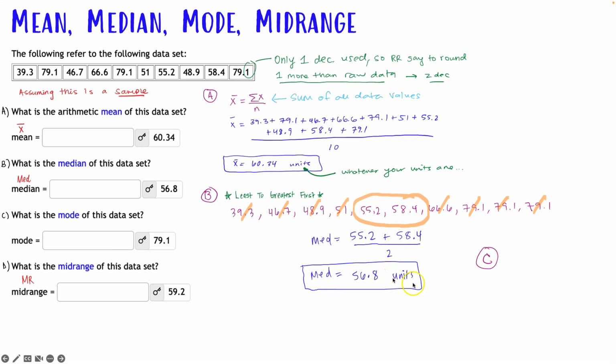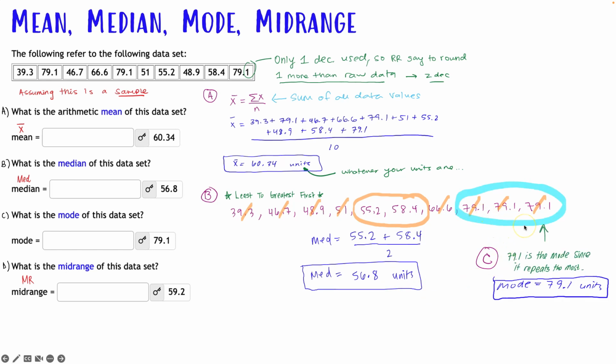The next thing that we want to calculate is the mode. The mode is the data value that repeats the most. So 79.1 was the most repeated data value, so we call the mode 79.1, and again, whatever your units are.